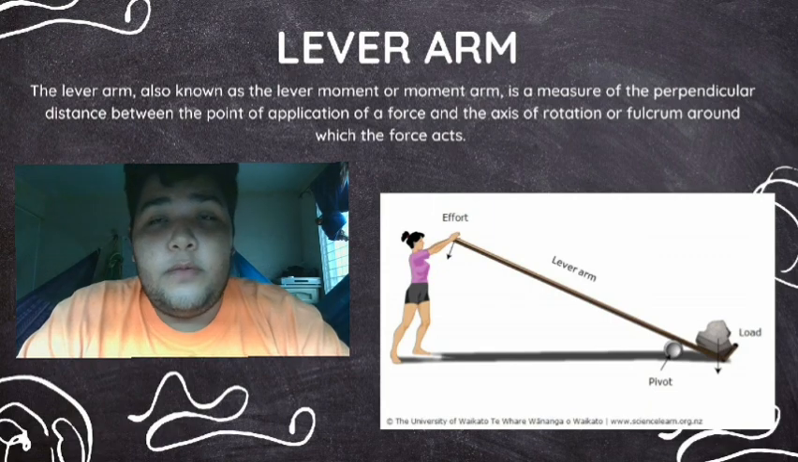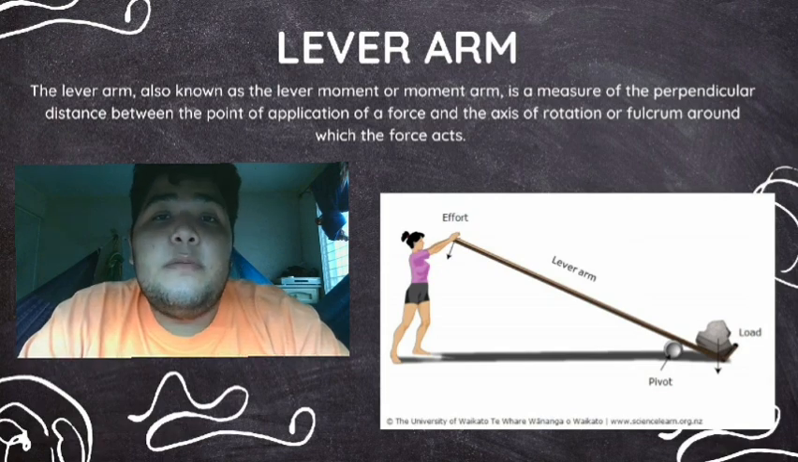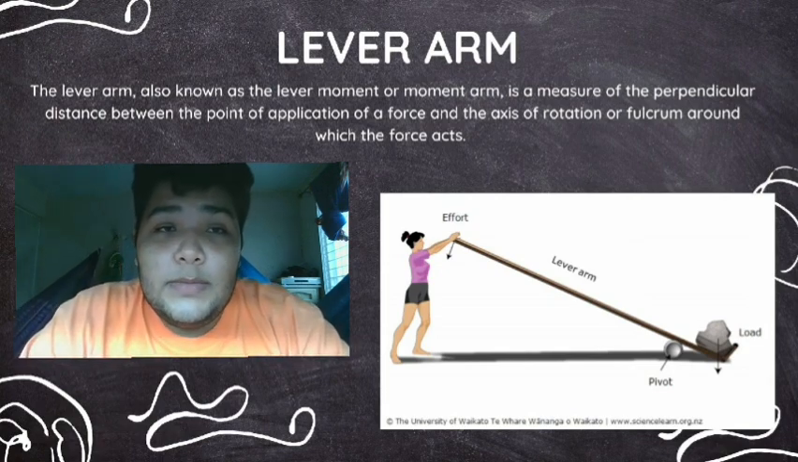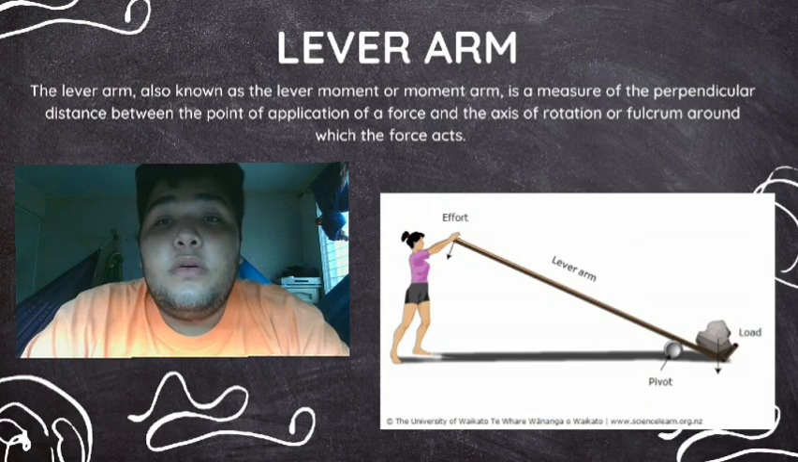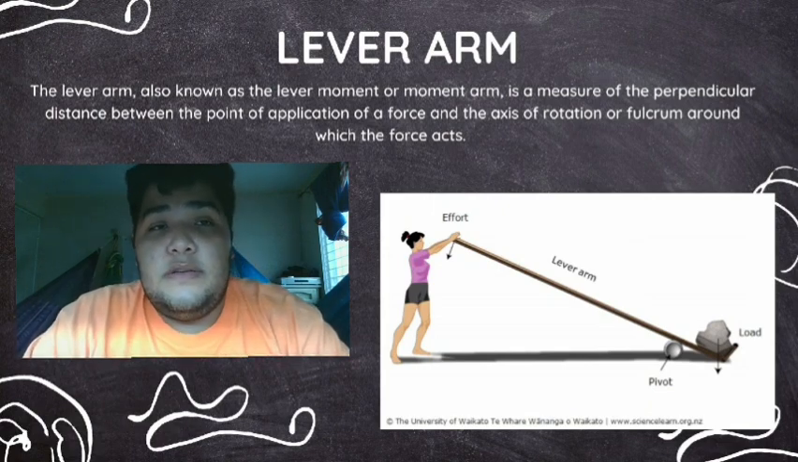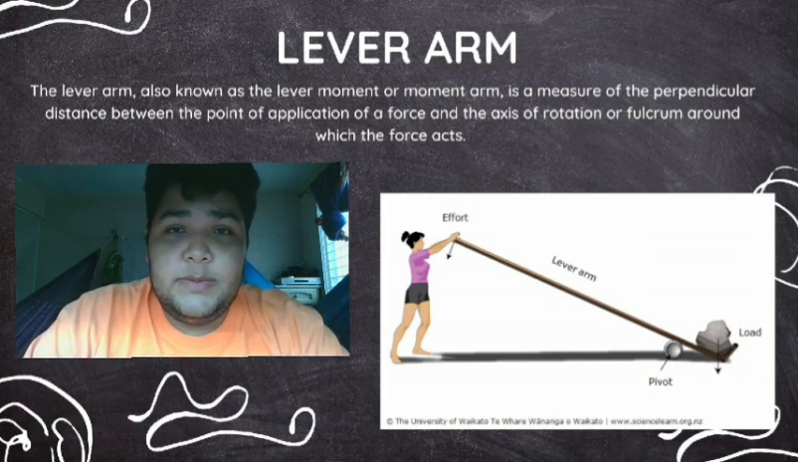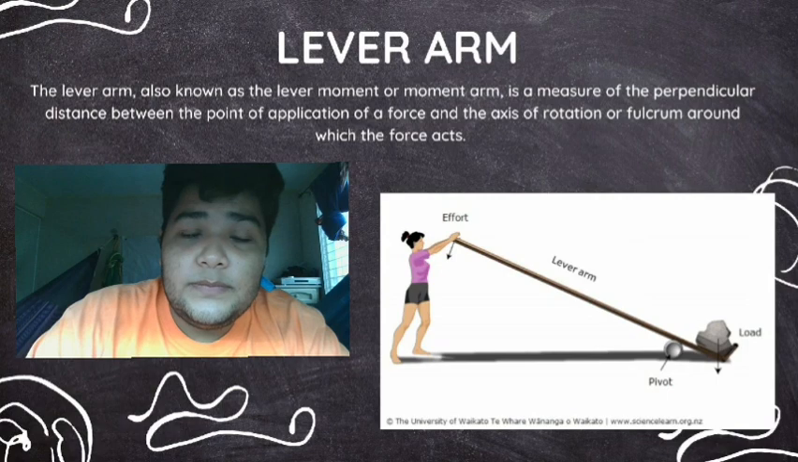And the final topic for my part is the lever arm. The lever arm, also known as the moment arm, is a measure of the perpendicular distance between the point of application of the force and the axis of rotation or fulcrum around which the force acts. In simple terms, it is the distance between the point of application of the force and the axis of rotation.